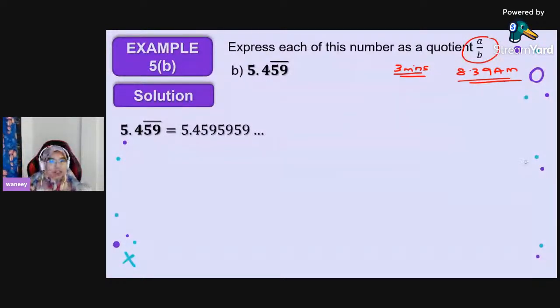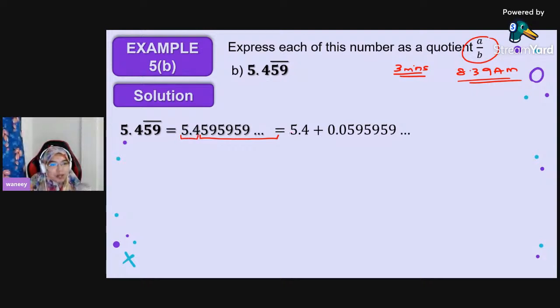Okay, so it's already 8:39. So let us check this together. Where is the repeating number? The repeating number is at the back over here, which is 59, 59, and 59. So I'm going to separate them into the number that is not repeating and the number that is repeating. So it will become 5.4 plus 0.0595959. So be extra careful. This one over here is the non-repeating number, so 5.4.